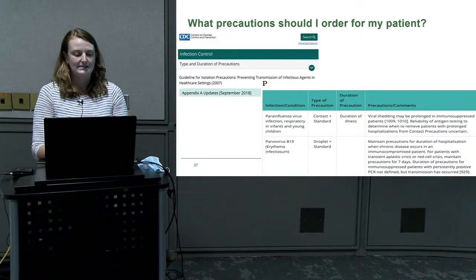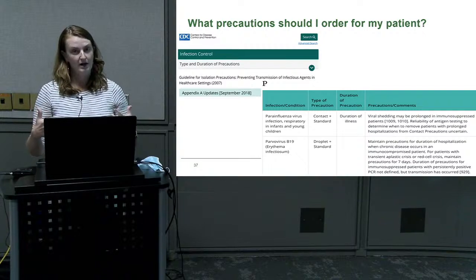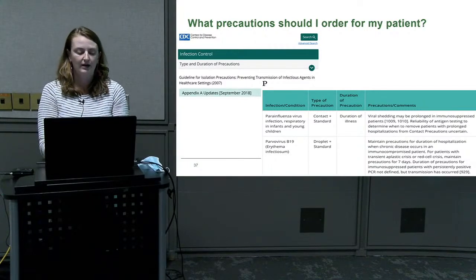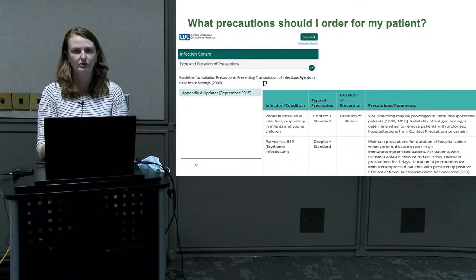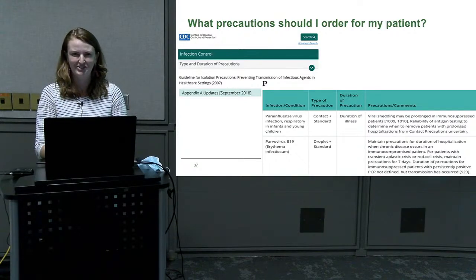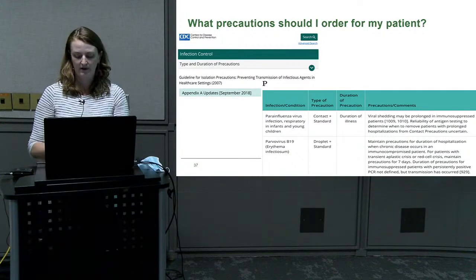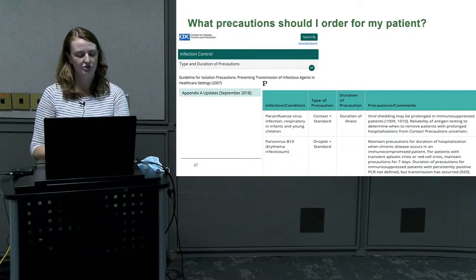And so if you ever run into the situation where you're not sure what type of precautions a patient's illness may necessitate, certainly turn towards your hospital epidemiologist and infection prevention group. But then also the CDC on this website has fantastic tables. You can search for any and every illness you can think of, and they will tell you what type of precautions are recommended. Or there's an entire empiric precautions table as well based on symptoms. So I would recommend looking at this if you ever have questions.